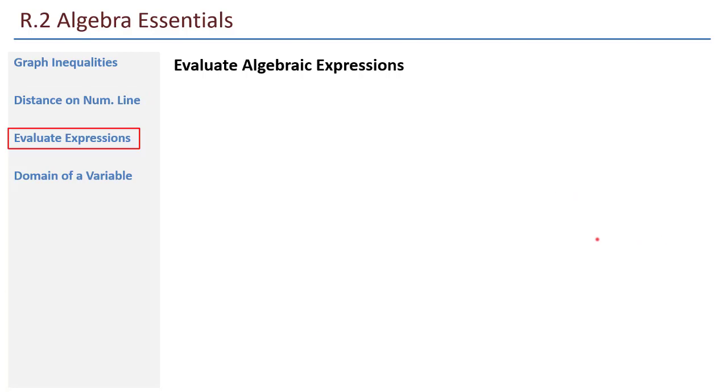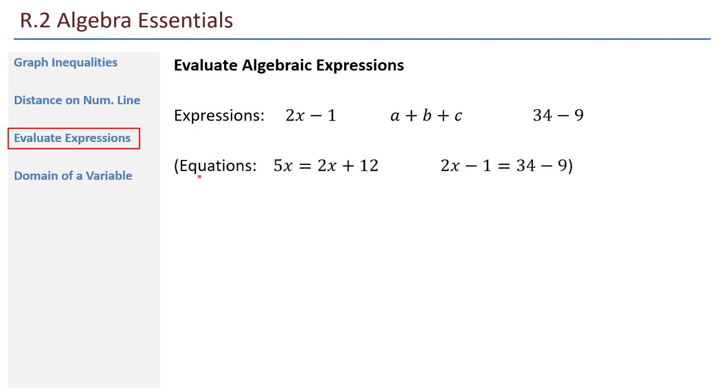Okay, topic number 3, evaluate expressions. So just a quick word about terminology here. Expressions are things like 2x minus 1, a plus b plus c, 34 minus 9. Sometimes students get these mixed up with equations. Now, equations always have an equals sign. So when you see an equals sign, it is an equation. If you don't see an equal sign, do not call it an equation. It is merely an expression.